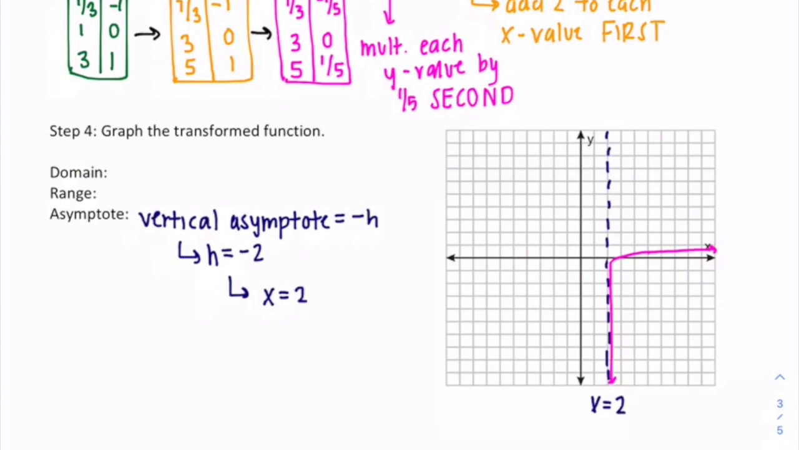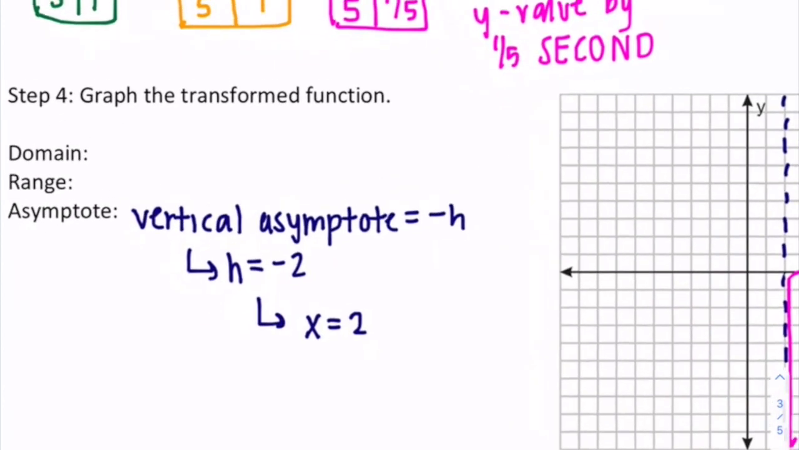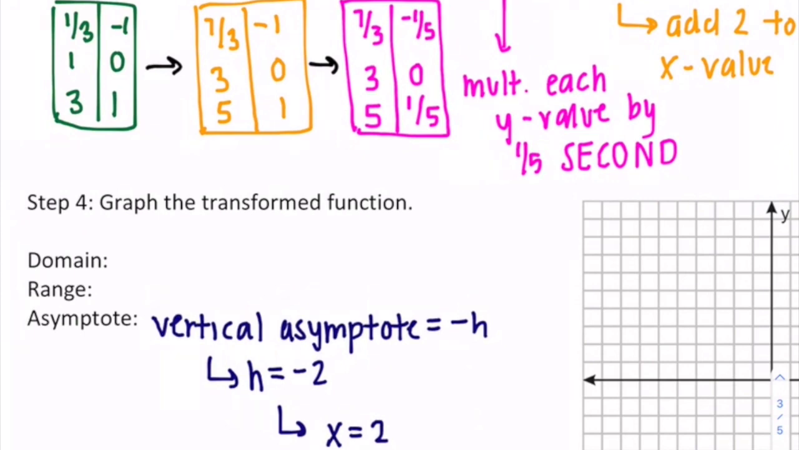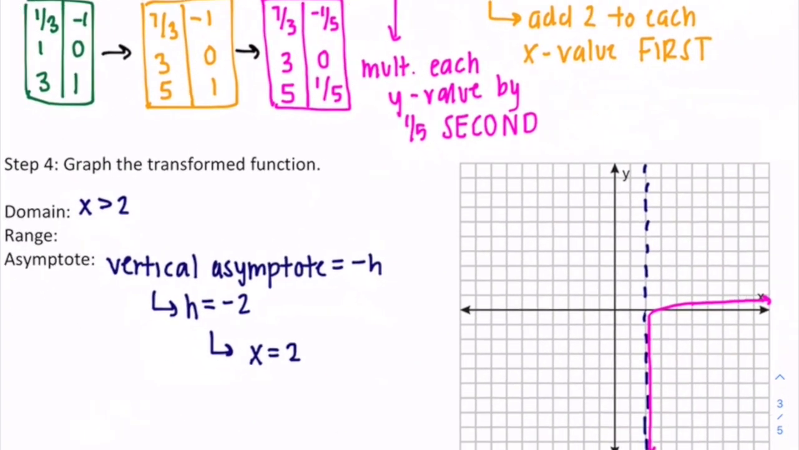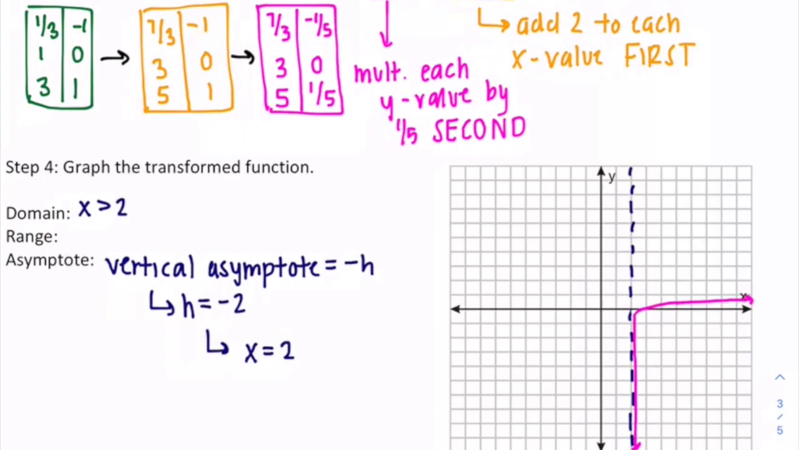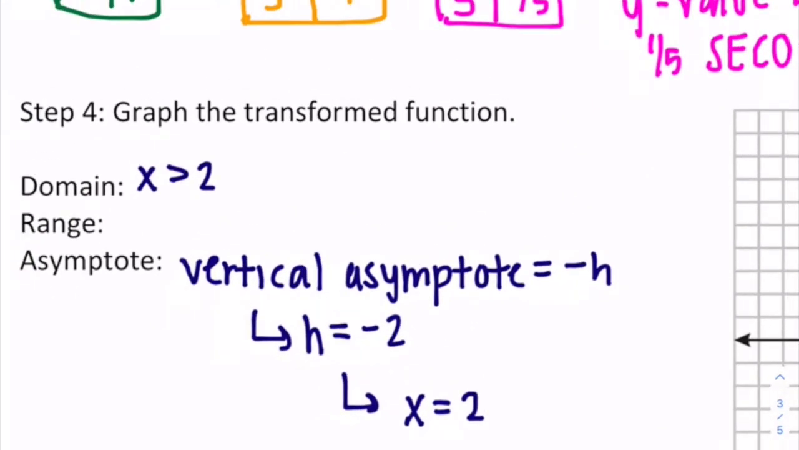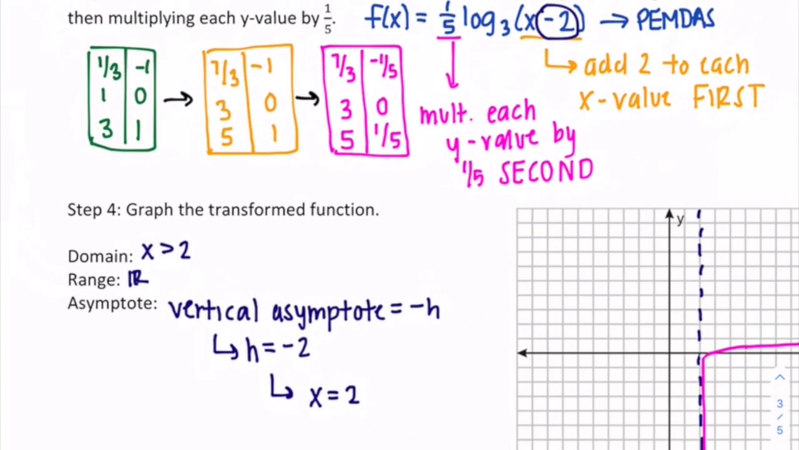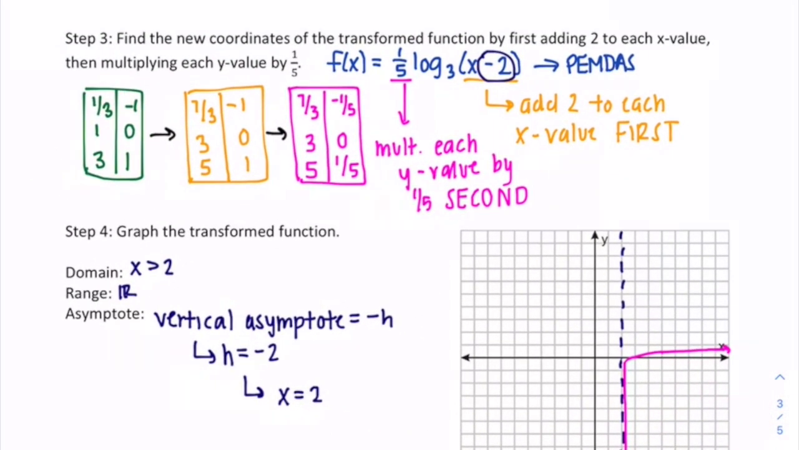So now let's take a look at the domain and the range. Remember, your domain is going to be all of the x values. Looking at our graph, all of our x values are greater than our vertical asymptote, and our vertical asymptote occurs at x equals 2. So our domain is going to be x is greater than 2. For our range, there are still no y values that are not valid in our graph, so our range is going to be all real numbers.